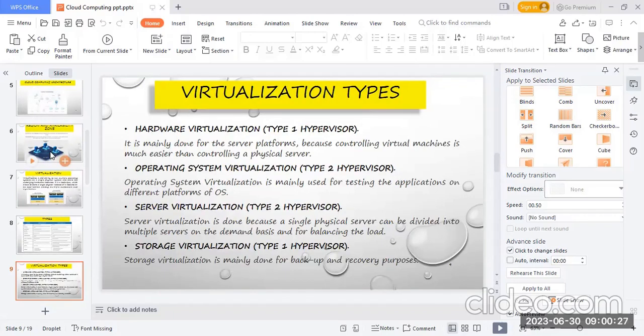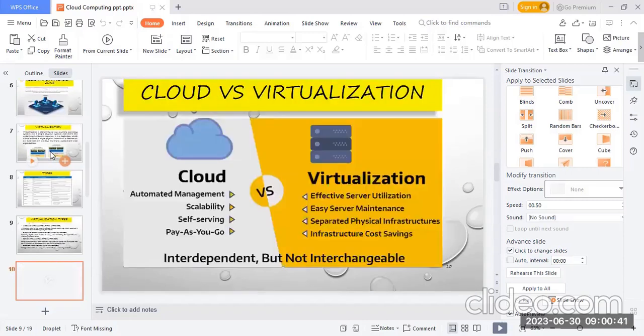So whenever hardware virtualization is there, it is called the type 1 hypervisor. Operating system virtualization, type 2 hypervisor. Server virtualization, it is type 2. And when we are doing virtualization of storage, it comes under the category of type 1 hypervisor.